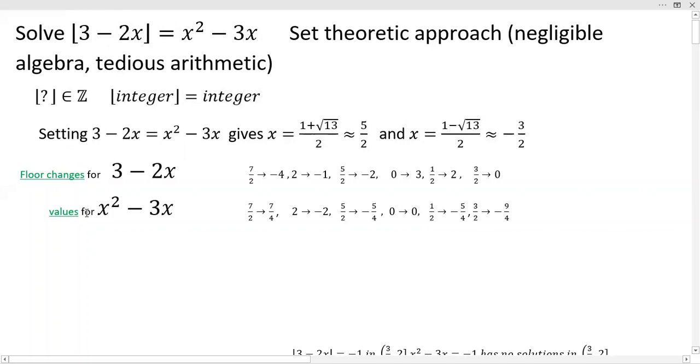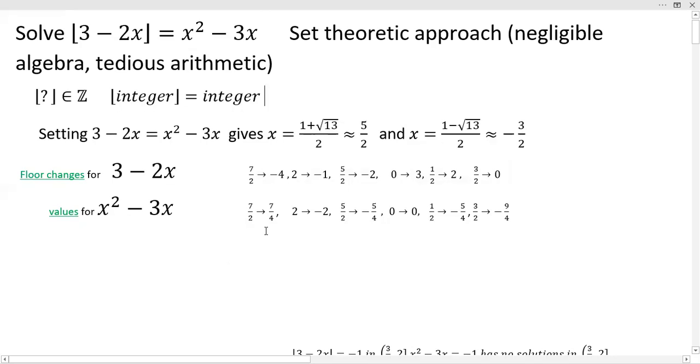Otherwise, my thought process got kind of cobbled. But what you'll notice here, when I call it a floor change, it's really just a floor value, but it maps to an integer, right? Minus 4, minus 1, minus 2, 3, 2, and 0. The floor of this function has to map to an integer. Now the value of the function itself just goes to whatever it goes to.